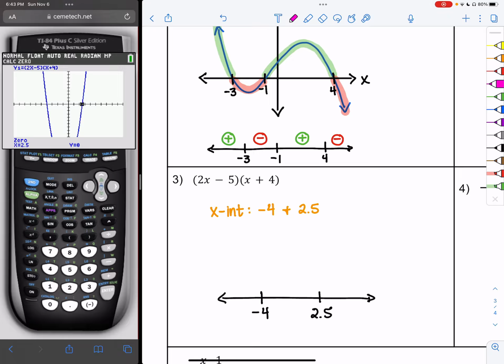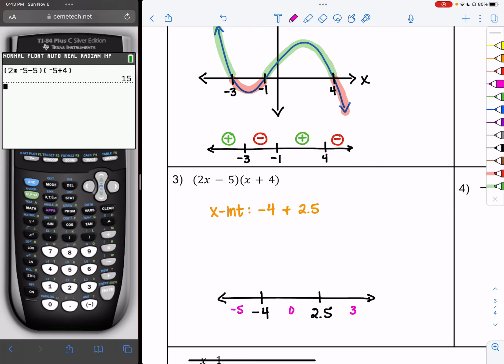So I'm going to look at my number here. I'm going to pick negative 5 here. I'm going to pick 0 here, and I'm going to pick 3 here. So you can go back out and you can just substitute in. So you could say 2 times negative 5 minus 5 times negative 5 plus 4. And you will see that I get a positive 15, which means that this interval will be above.